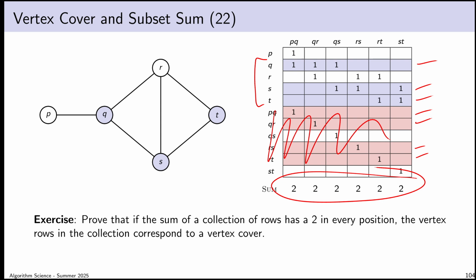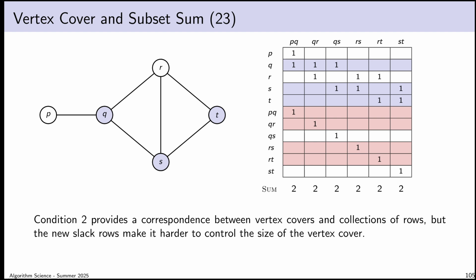Now the goal of this lecture is mostly to go through the existence of such reductions, so I'm not going to go through the proof myself. You will find that the proof isn't really that difficult. Okay, so condition number 2 now provides us this correspondence between vertex covers and collections of rows such that the sum is equal to some exact value. It's going to be all 2s across the board.